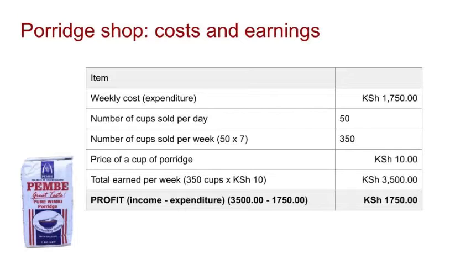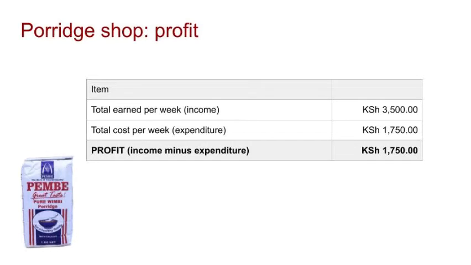So just summarising that, our profit is the amount of money that we earn every week minus the amount of money that we have to spend out every week in keeping the business running. And in this example, the profit that we're making is 1,750 shillings.